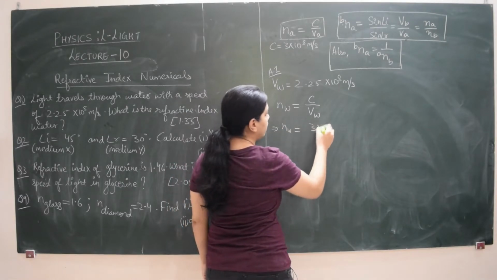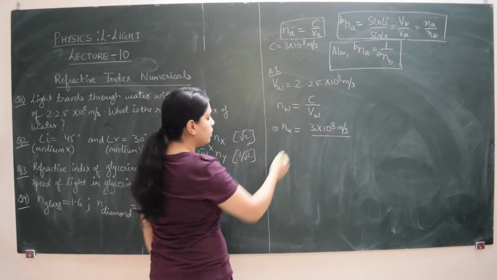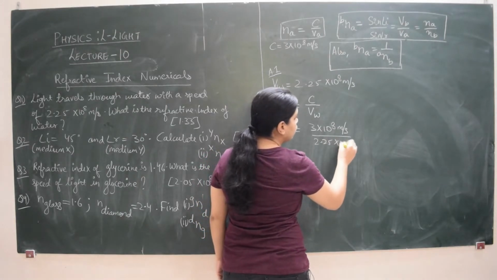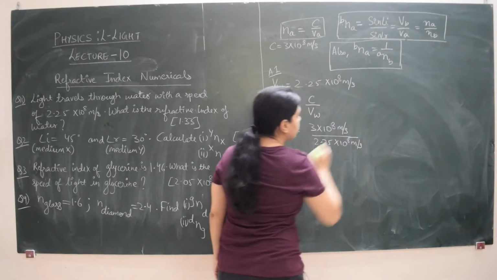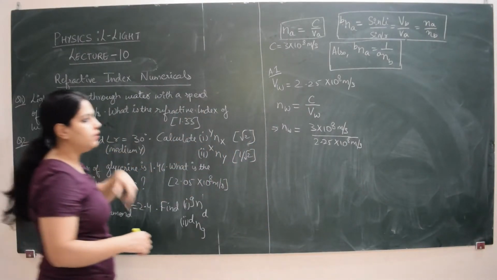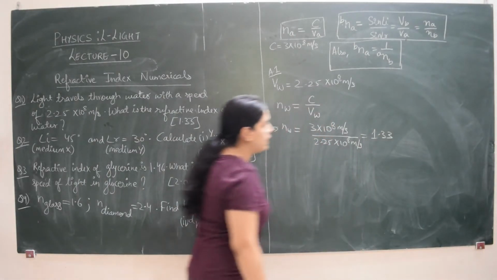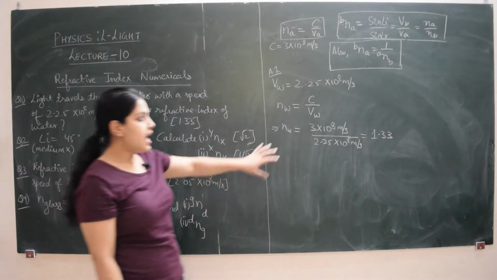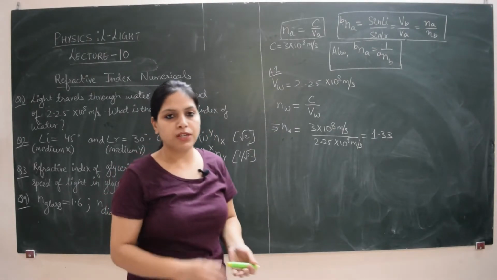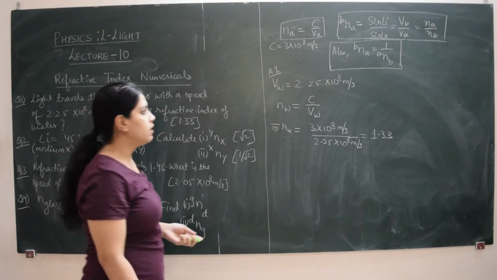This is 3 into 10 to the power 8 meter per second. You have to remember this value. And VW, velocity of light in water, is given to be 2.25 into 10 to the power 8 meter per second. Fine. Once you solve this, I have already mentioned the answer here. The ratio comes out to be 1.33. So this is the absolute refractive index of water with respect to vacuum. Nothing is mentioned at the top. Okay, I guess this is quite simple.